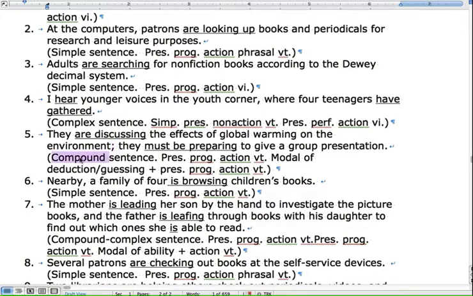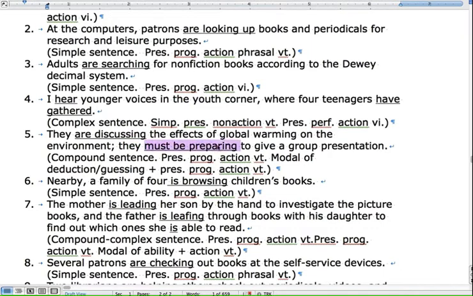So, it's a compound sentence, and the verb here, they are discussing the effects. This one is the present progressive. It is an action verb, and it is transitive. What are they discussing? Effects. Subject, they, verb, are discussing, object, effects. That's the first one. Now we have the second clause, they.